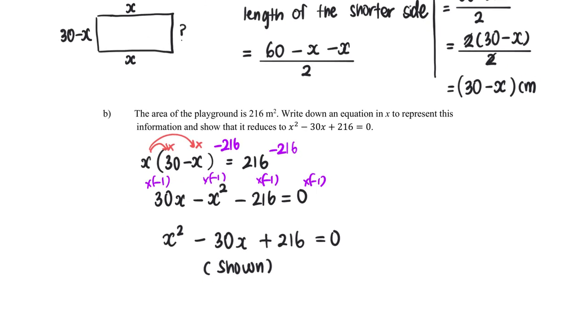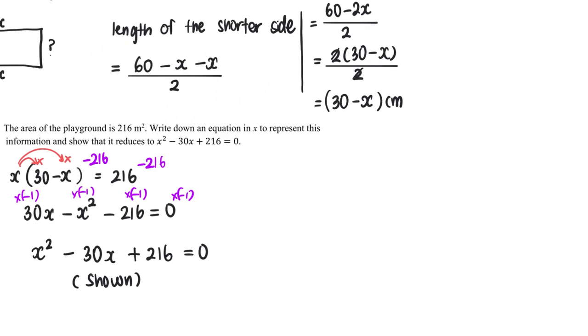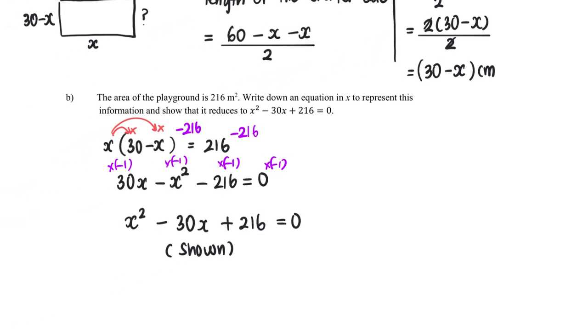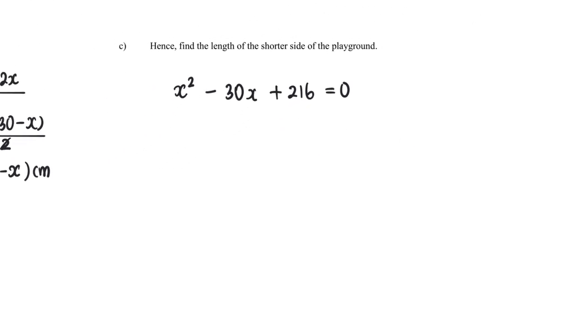Now is to solve it, because for part C, we will have to solve it and find the shorter length, which is 30 minus x. So I need to know the value of x, right? So I'm going to just have this oval and solve this equation. So let's start solving. Since I already have one side equals to 0, I would then have to factorize.